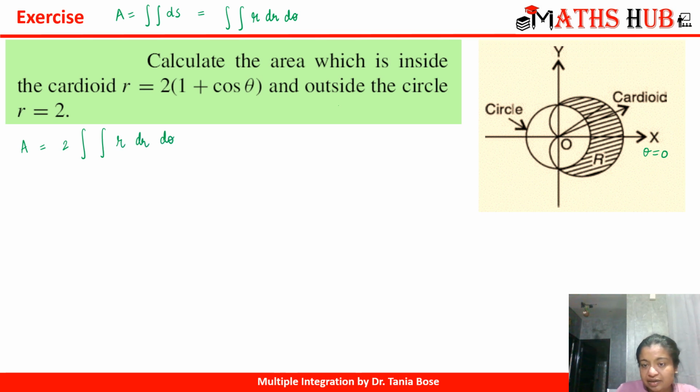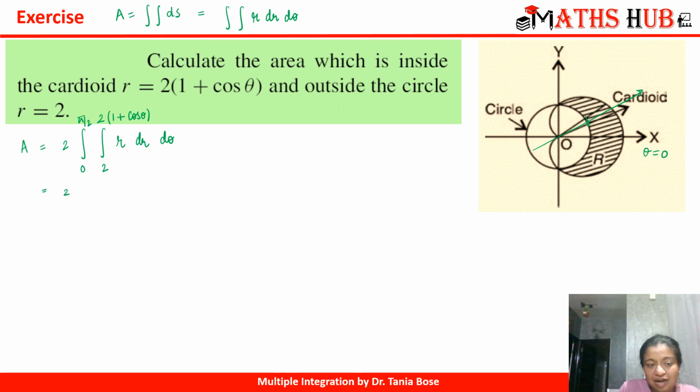Now what is the radius? Let's take a ray. Where is the ray entering this region? At the equation of the circle, that is r is equal to 2. And where is it exiting the region? It is exiting at the equation of the cardioid, that is 2 times 1 plus cos theta. And now where is theta ranging from? Theta is ranging from 0 to pi by 2. So that becomes the limits of theta, right?